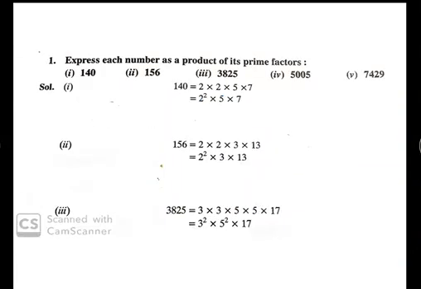First question, 140 is given. 140 equals, you can write 2 into 2 into 5 into 7, or this equals 2 square into 5 into 7. Similarly, 156: if you factorize 156, you get 2 into 2 into 3 into 13.